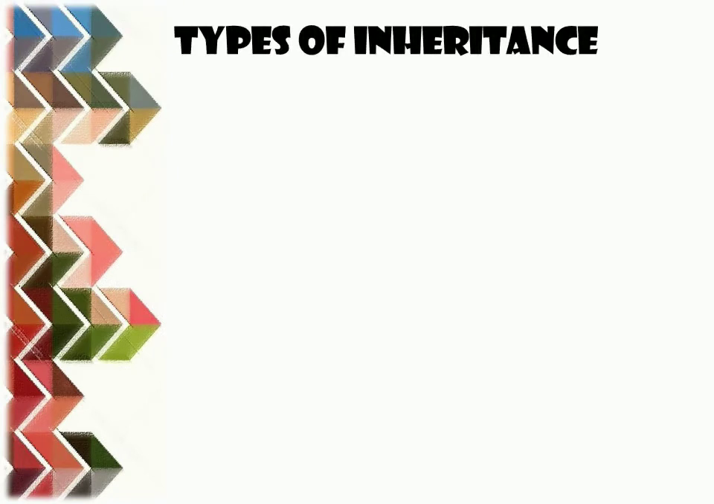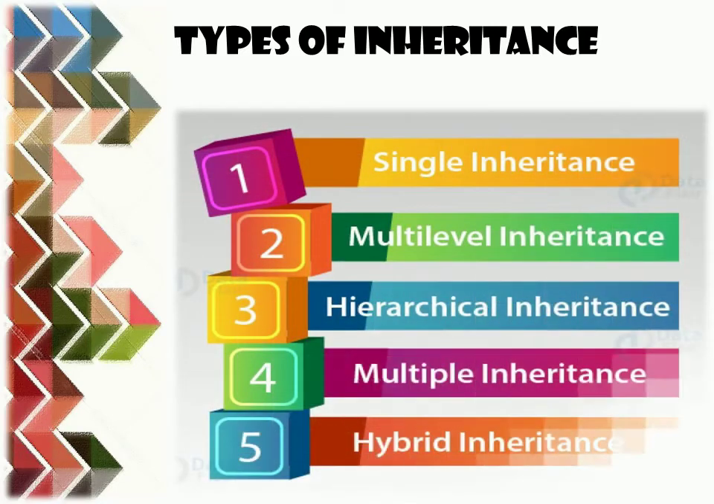Next, we'll move on to the types of inheritance. What are the types of inheritance? Number one, single inheritance. Next, multi-level inheritance, hierarchical inheritance, multiple inheritance, and hybrid inheritance. We will see what they are.